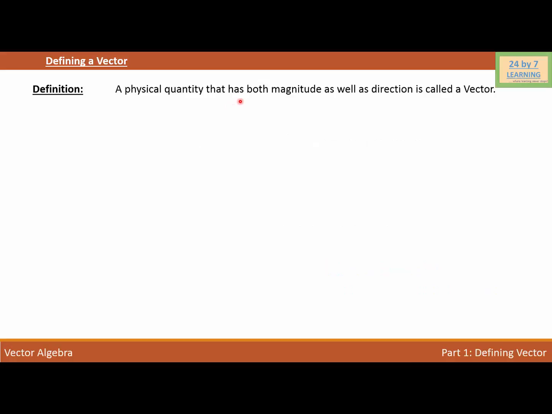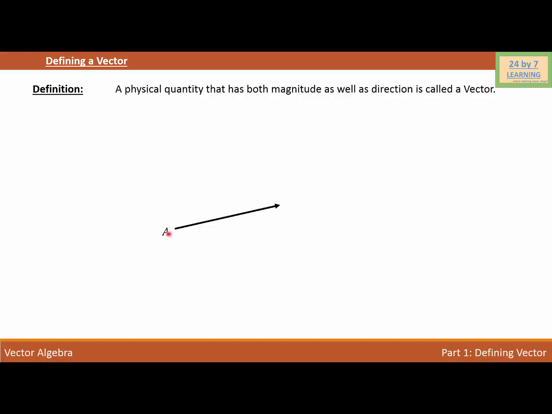A physical quantity that has both magnitude as well as direction is called a vector. In order to understand this, I would like to draw a vector first, and then explain each and every term related to the vector. So this is my line.